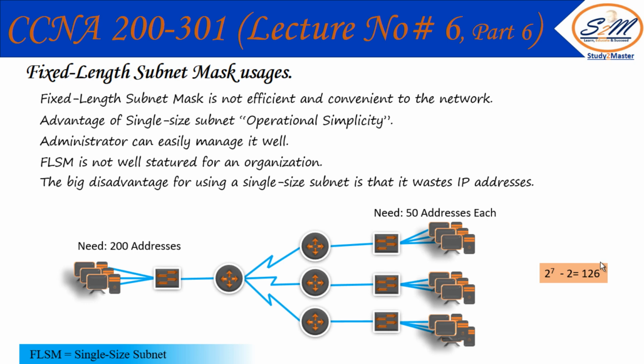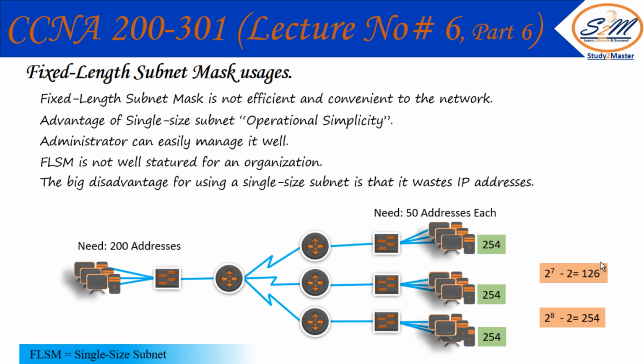If we go with FLSM, a single-size subnet, operational simplicity is the main benefit. But FLSM is not well structured for an organization. The big disadvantage of using a single-size subnet is the wasted IP addresses. We have a formula: 2 to the power of 7 minus 2 is equal to 126. So it is less than the requirement which we have been given.